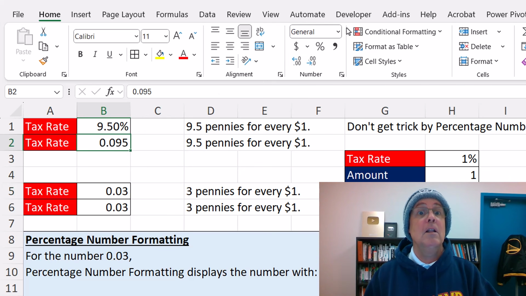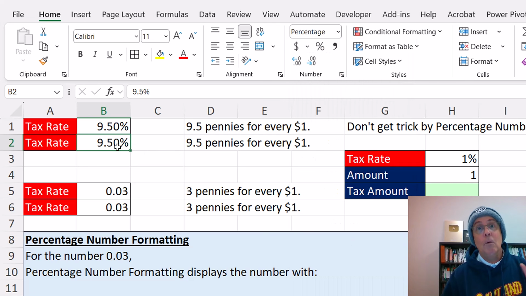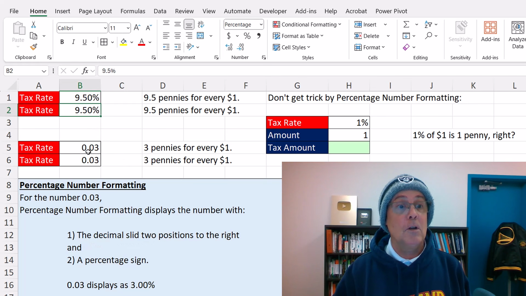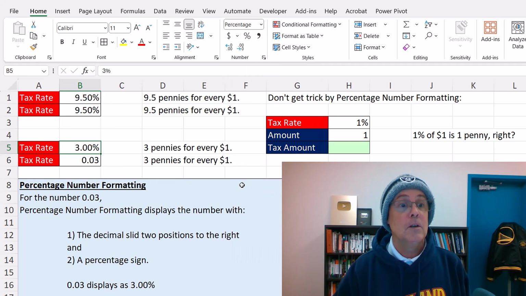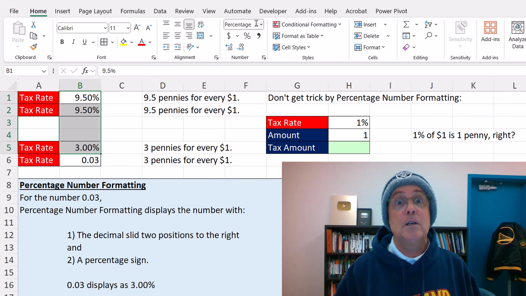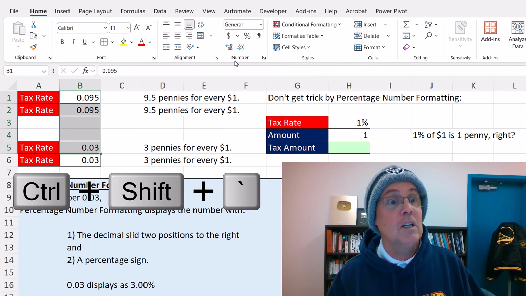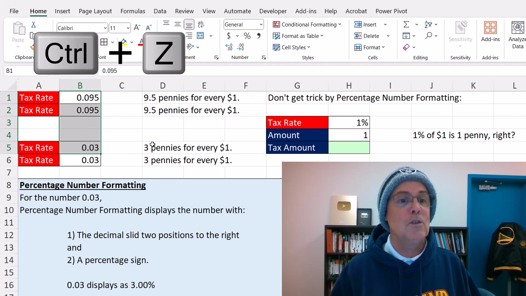If I select this cell and apply drop-down percentage right here, what did it do? Well, what we learned many years ago in school, it slid the decimal. So here it would go whoop, whoop, and then it added a percentage symbol. So if I apply percentage, sure enough, whoop, whoop, slid the decimal, added a percent symbol. But underneath, even if you type in the percentage symbol, that would be percentage number format as you type. Apply general, and you'll see what's actually there. Sure enough, 0.095 and 0.03. Control Z.